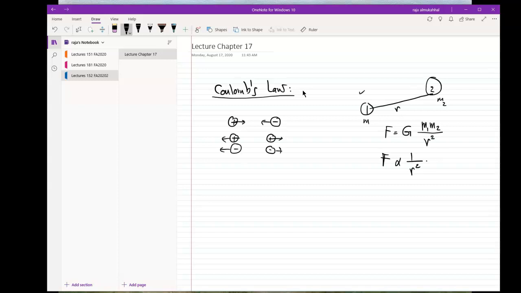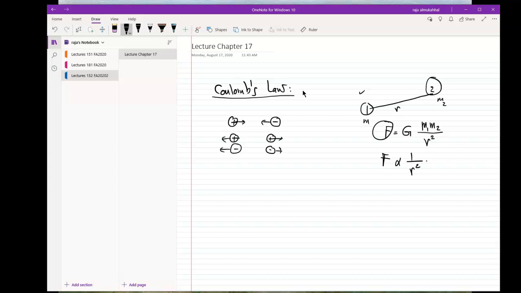We don't have something like this for gravitation. I mean, we don't have, say, positive mass and negative mass. We just have masses and force. The gravitational force is always attractive. But for electrostatics, it depends on the charge, if it's positive or negative. So opposite charges attract, and like charges repel each other.